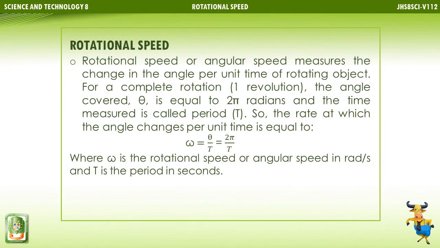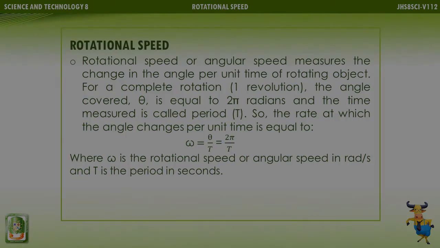Rotational speed, or angular speed, measures the change in the angle per unit time of a rotating object. For a complete rotation or one revolution, the angle covered, theta, is equal to 2 pi radians and the time measured is called the period, T. So, the rate at which the angle changes per unit time is omega equals theta divided by T, equals 2 pi divided by T, where omega is the rotational speed or angular speed in radians per second and T is the period in seconds.